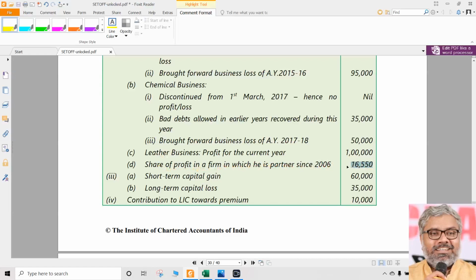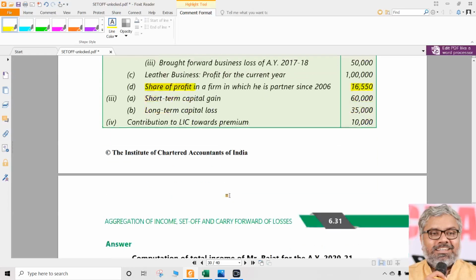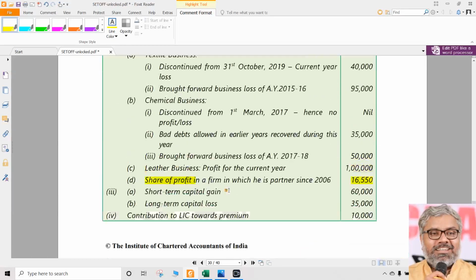You should remember this. This is not taxable, that is exempt. Share of profit is always exempt. Since the firm is already an SSC, the firm would have paid tax on that. So don't even try to include anything. Just write a note that it is exempt. Then we have long-term capital loss and short-term capital gain. These two are not possible to be adjusted. So long-term capital loss will be carried forward. That's all. These are the only things he has.